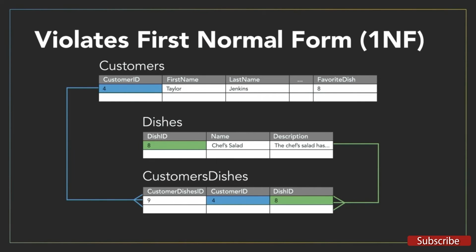That's how I designed this database from the start though. Violations of first normal form are pretty easy to spot earlier on in the design process. Whenever you find yourself putting multiple values in a cell, or creating columns that end with numbers like favorite dish 1, favorite dish 2, and so on, that's a big red flag that indicates you will need to change your design.